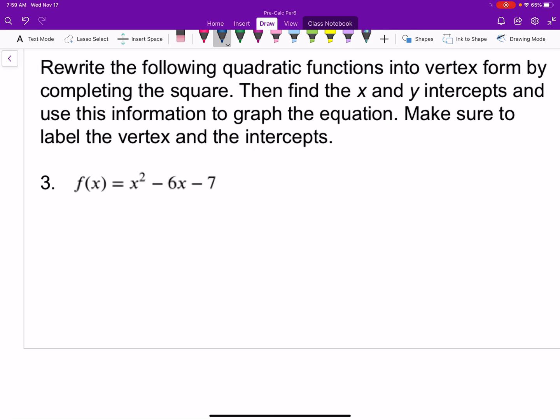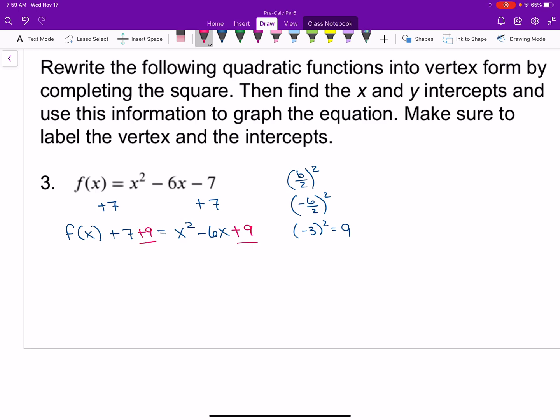Okay, so rewriting. Remember, step 1 was to isolate the x's. So I'm going to add the 7 over to the other side. From there, I can take the b value, divide it by 2, and then square it. So it happens to be -6 again. That b value is always the number that is left over with the x's. It's going to be with the single x. So you should get a +9 that you are going to add to both sides.